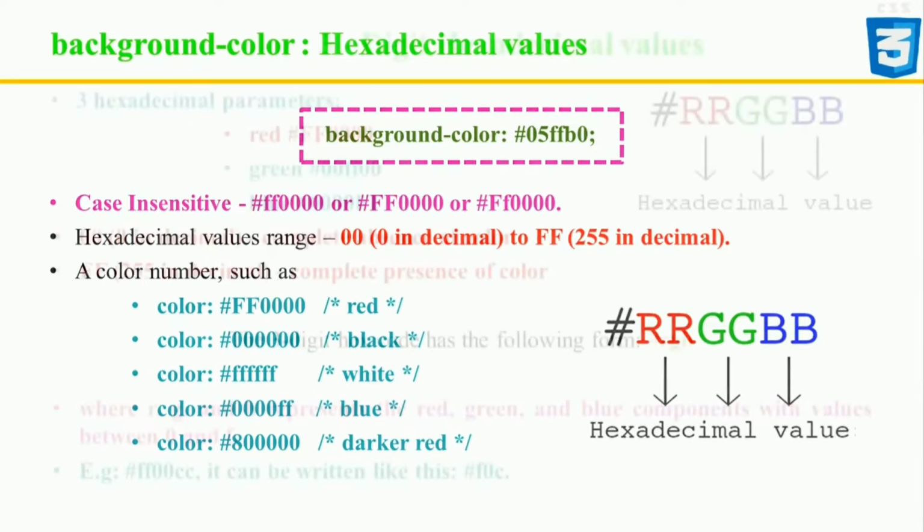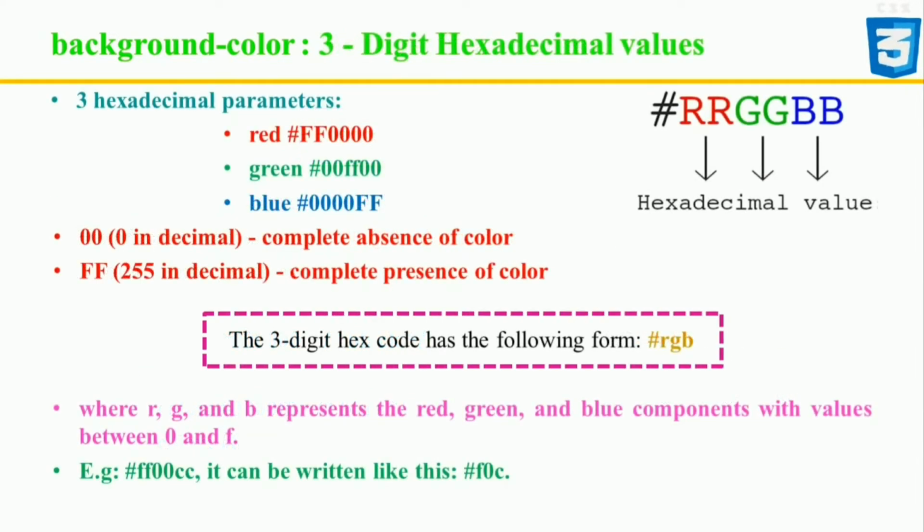In the past, there were only 3 hexadecimal parameters, one for red, another for green and another for blue. The 3-digit hex color contained 3 characters preceded by a hash, like #RGB. A value of 0 would mean the complete absence of the color, while F would indicate its complete presence. The higher the numbers, the lighter the color. Sometimes you will see a 3-digit hex code in the CSS source. The 3-digit hex code is a shorthand for some 6-digit hex codes.